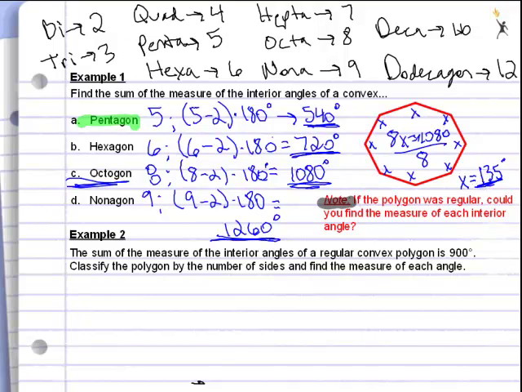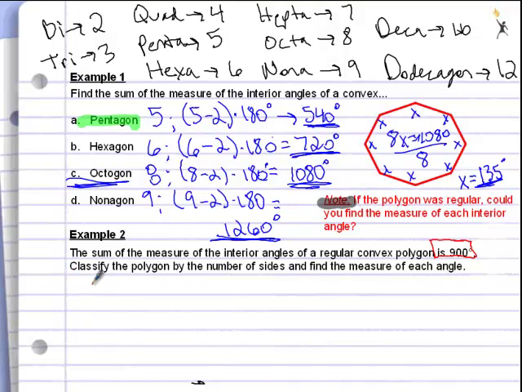Example 2 tells me that the sum of the measure of the interior angles of a regular convex polygon is 900. I want you to think about this, because this is telling me the answer to my problem is 900. Then it says classify the polygon by the number of sides and find the measure of each angle. This problem is asking for, what is this shape called? Well, you can't tell what it's called until you figure out how many sides it has. That's what we're looking for.